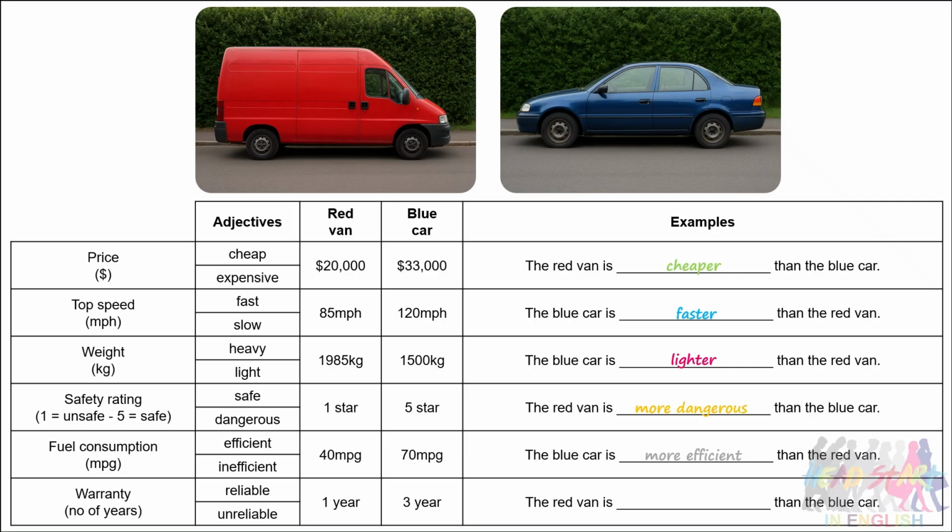Finally, warranty, reliable or unreliable. Well, the red van has a 1-year warranty and the blue car has a 3-year warranty. So the red van is less reliable than the blue car. So hopefully some practice there. Hopefully you found that useful and that will help you with comparative adjectives going forward.